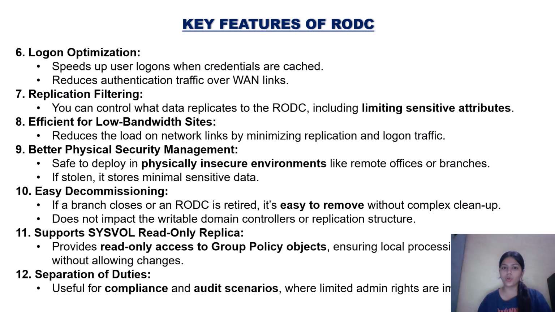Eighth is efficient for low bandwidth sites. It reduces load on the network as it gives better logon optimization and security. Ninth is better physical security. It is safe to deploy in insecure environments like remote offices or branches. Tenth is easy decommissioning. If a branch closes or an RODC is retired, it is easy to remove without complex cleaning, and it does not impact the writable domain controller or the main domain.